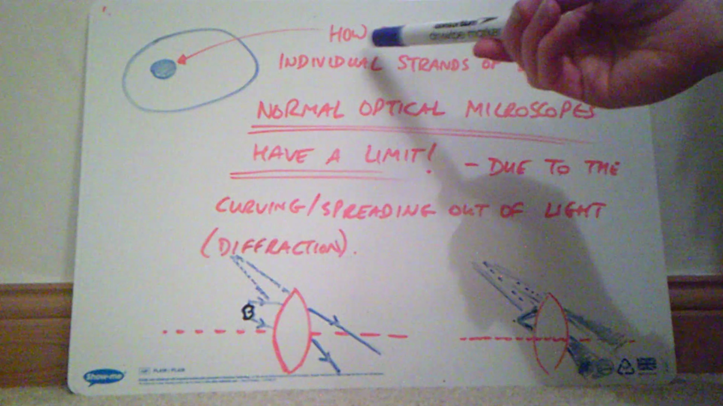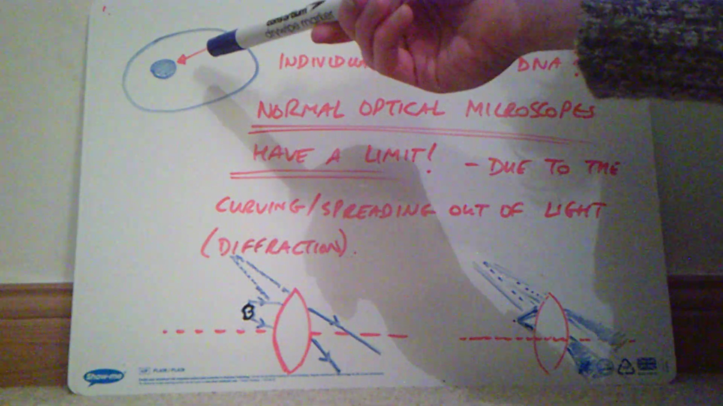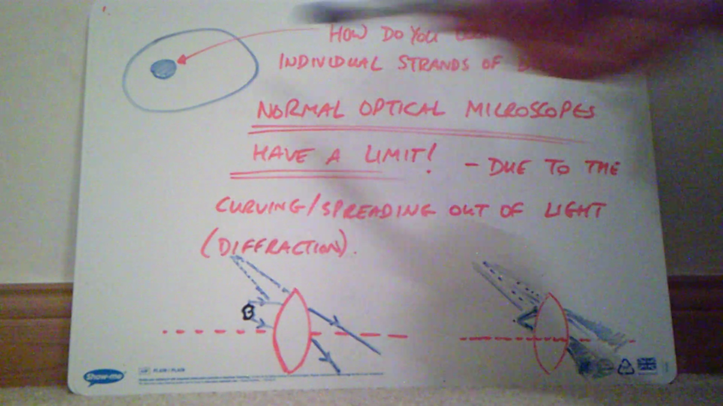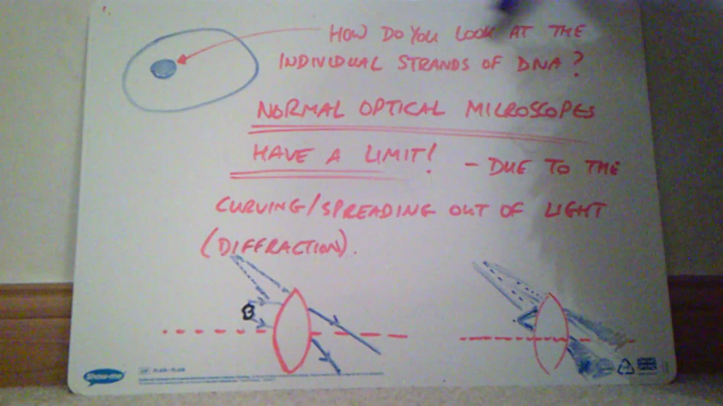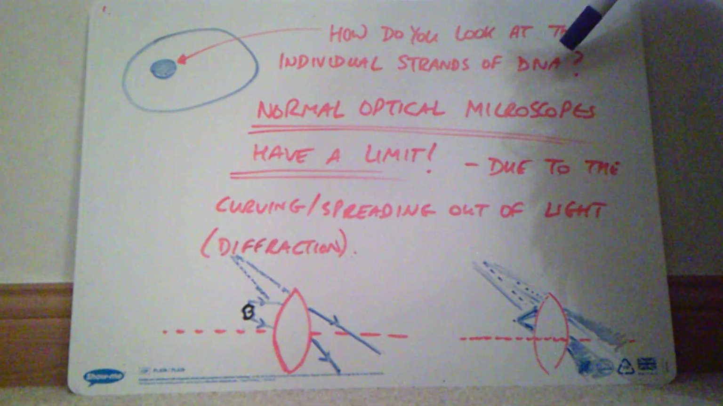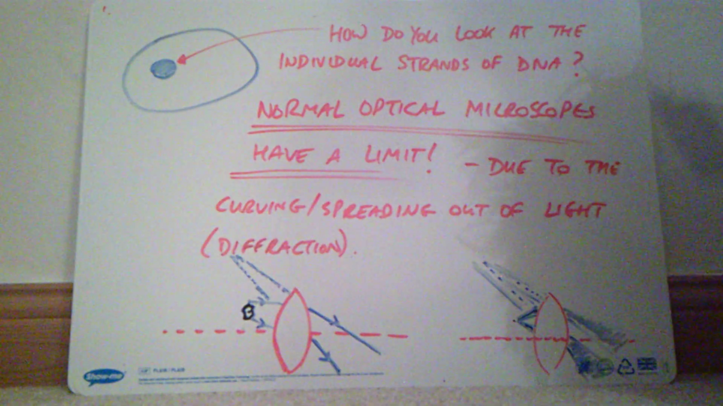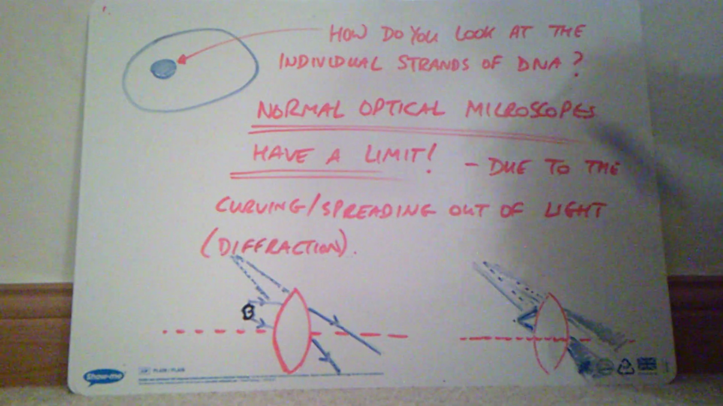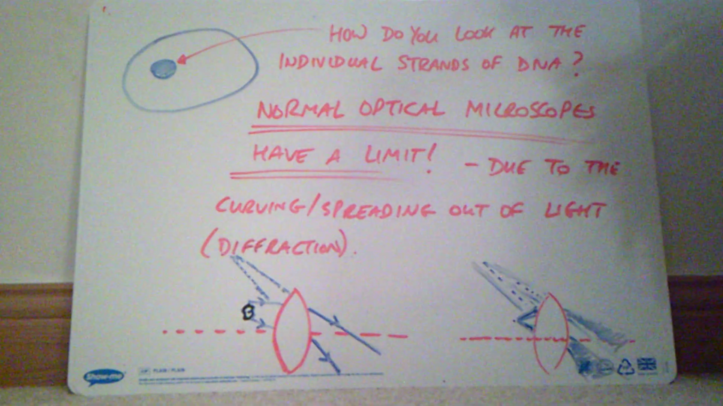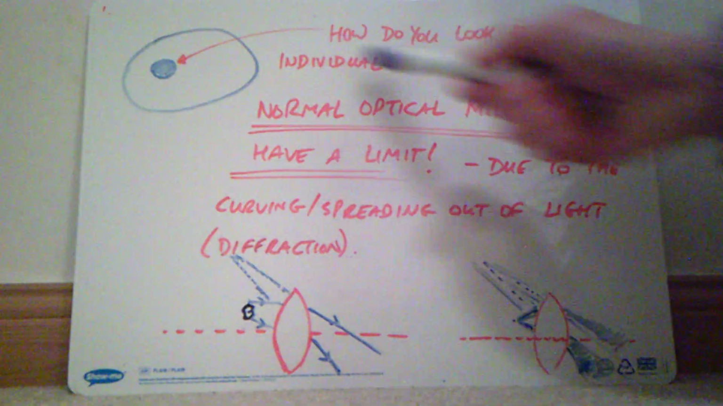So the next question then says, okay, biologists spend a lot of time, especially in school, drawing pictures of cells. What happens when we want to look at the individual strands of DNA? How do you look at the individual strands of DNA? Normal optical microscopes have a limit. No matter how good your optical microscope, you can have the latest Gucci optical microscope, you are never going to be able to see the individual strands of DNA with it.